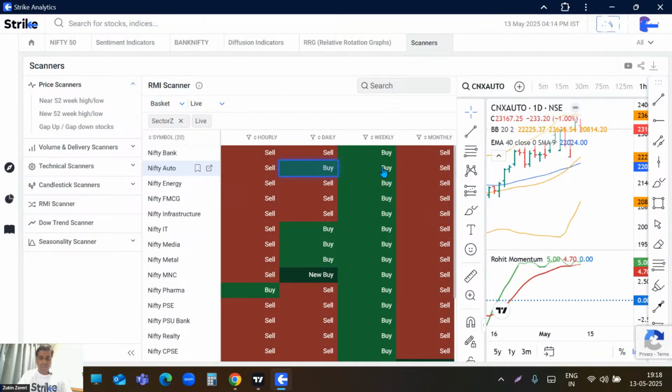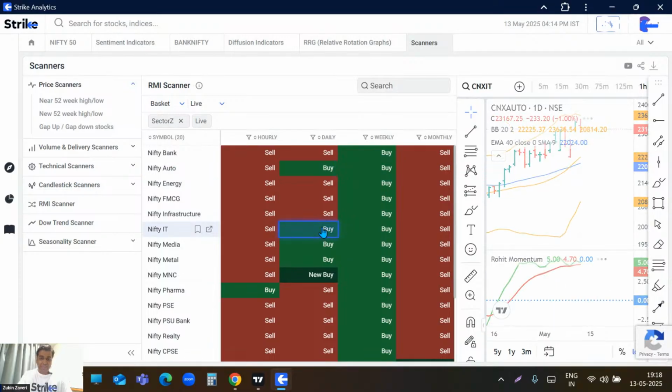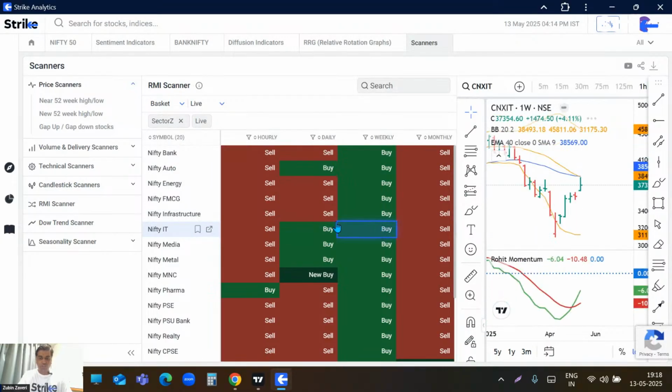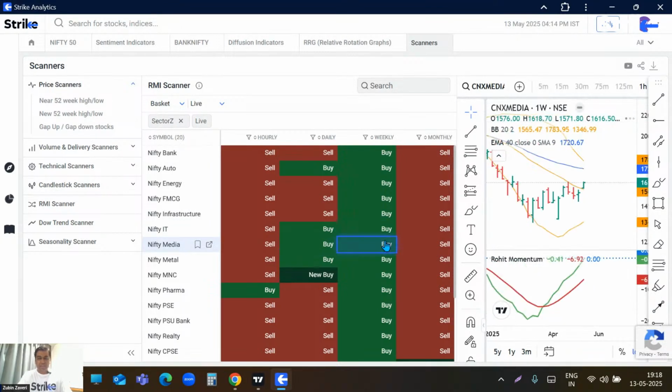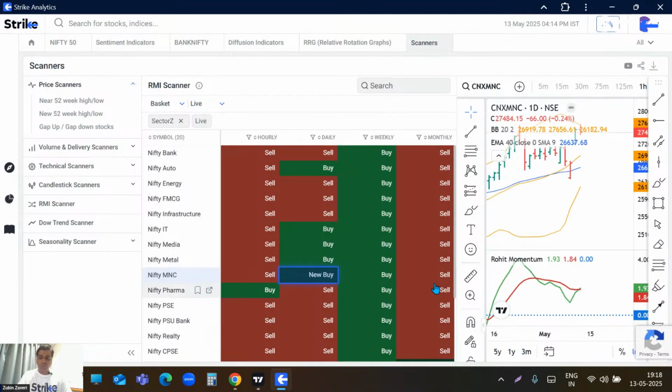is bullish and the weekly momentum is also bullish. So auto is something that we can watch out for. IT for short term, where the daily and weekly momentum both are bullish, is again something that we can watch out for. Media is something I'm always scared of, but yeah, daily and weekly momentum is bullish. Metal also is bullish. And MNC on the daily has given a new buy signal over here.